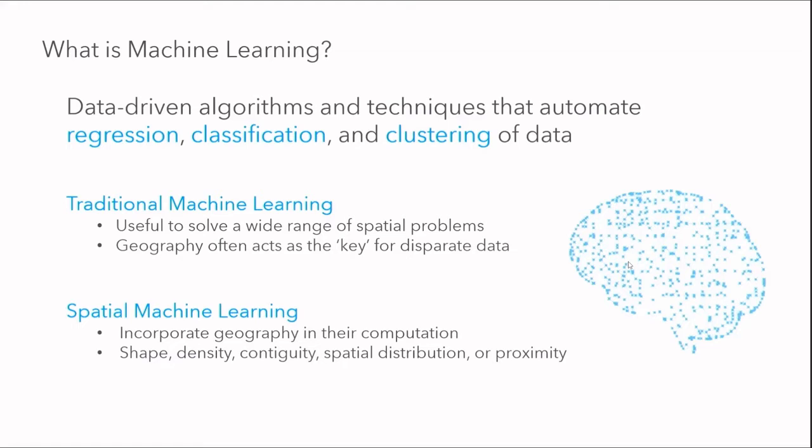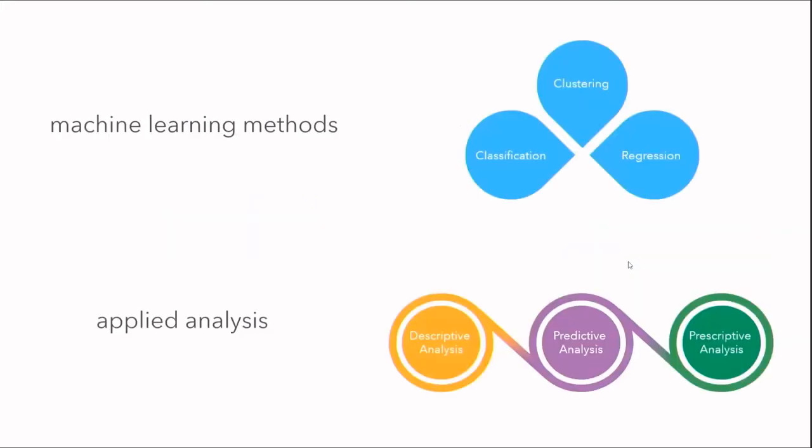Traditional machine learning pertains to methods that solve a wide variety of problems, and we see them in use every day. In addition to traditional machine learning, we see the rise of spatial machine learning, where space and its representations are becoming more and more explicit at the definition of the algorithm. We are talking about methods that can incorporate geography, that can incorporate shape, density of spatial units, contiguity, spatial distribution, and so forth. Similar to traditional machine learning, we can divide spatial machine learning into three distinct categories in terms of different tasks we can do, such as classification, clustering, and regression.